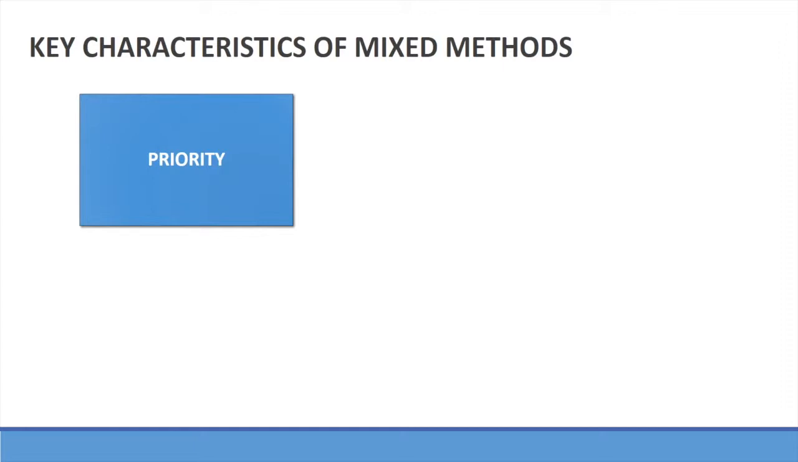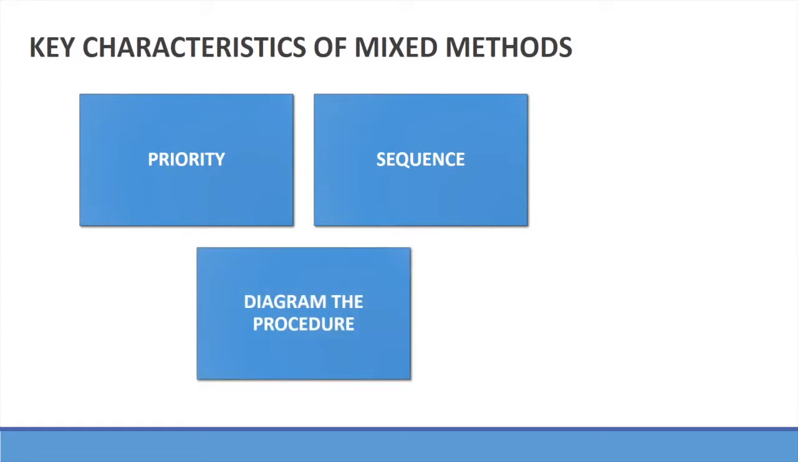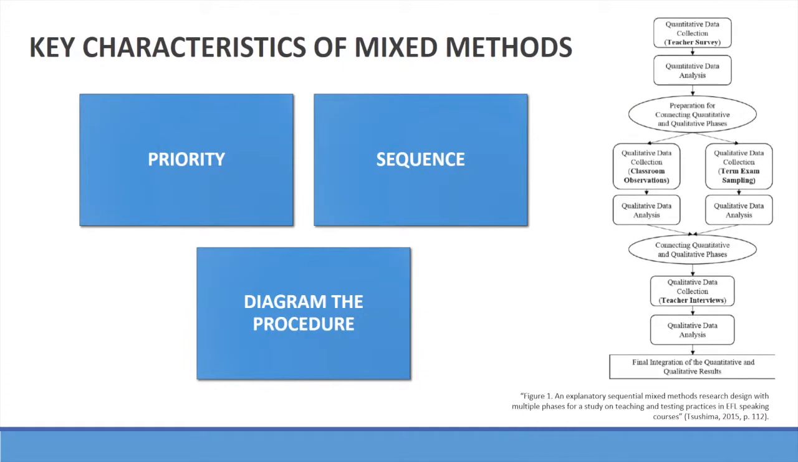Second, is the sequence of your data collection concurrent, sequential, or both? You have multiple options for collecting your data. They can be collected at the same time. Quantitative data can be collected first and qualitative data second, or qualitative data can be collected first and quantitative data collected second. And third, is there a visualization of your procedure you can provide in the study? The visualization should indicate the process for your data collection, analysis, and interpretation.